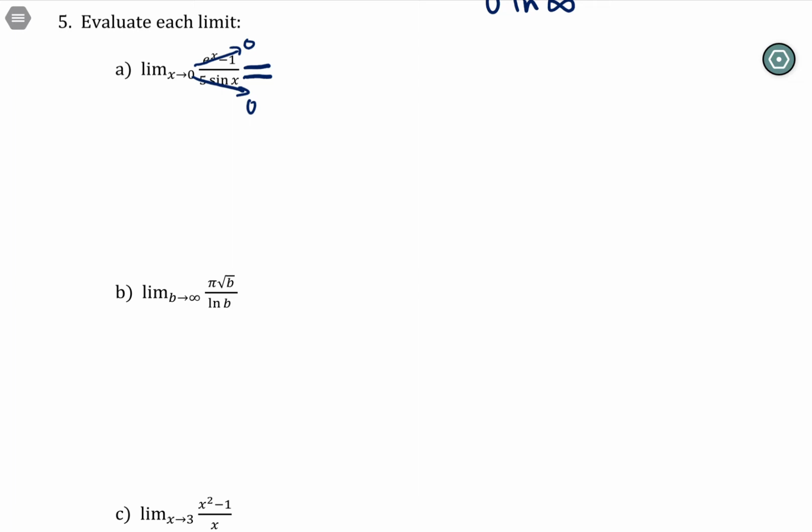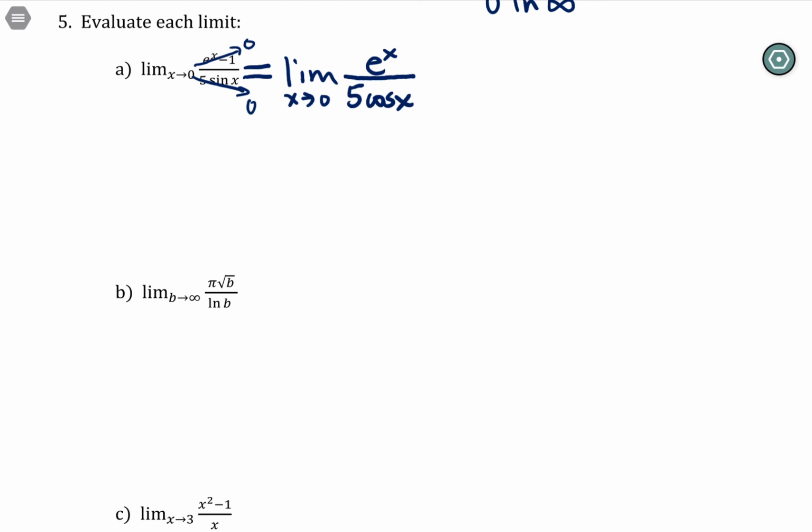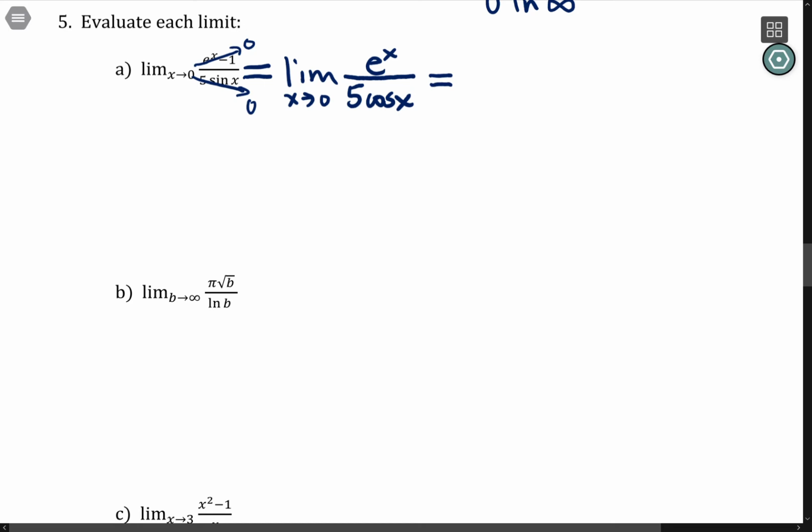Okay, so if it's a 0 over 0 or infinity over infinity, L'Hopital's rule says that we can look at the top and bottom totally separately and take their derivatives. So the derivative of e to the x minus 1 is e to the x. The derivative of 5 sine x is 5 cosine x. And as you plug in 0, you no longer have that undefined. Now, we don't have 0 over 0. When we plug in 0, e to the 0 is 1. When we plug in 0 in the bottom, cosine of 0 is 1, so there's our 1/5.